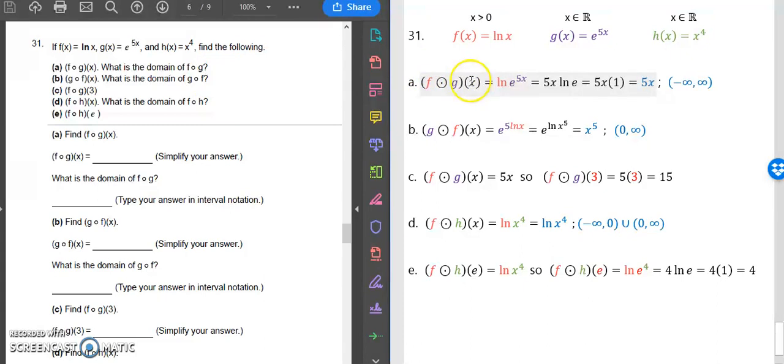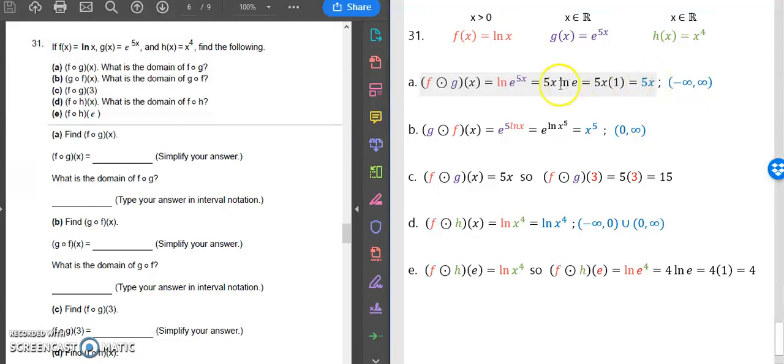So we're going to take g of x and plug that into f of x. So we're taking e to the 5x power and we're plugging that in for x in the f of x function. So our final answer for this part is going to be ln of e raised to the 5x power. And then to simplify it here, we're going to use the power rule. We'll bring the 5x down. And remember, we have same base argument situation. So we're finally going to be left with 5x for part A.